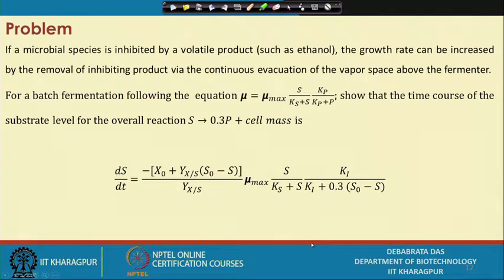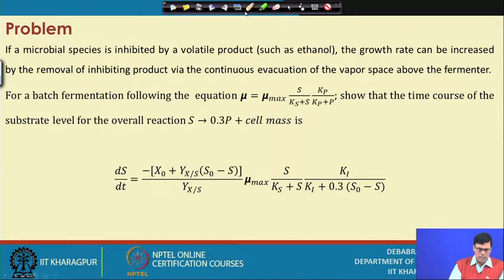Now, let us go to another problem that is also very interesting. In microbial fermentation processes, we come across different types of inhibition. We come across substrate inhibition and product inhibition. And I told you, you can remember, in case of substrate inhibition we usually prefer the fed batch reactor, but in case of product inhibition we prefer the plug flow reactor. Why?